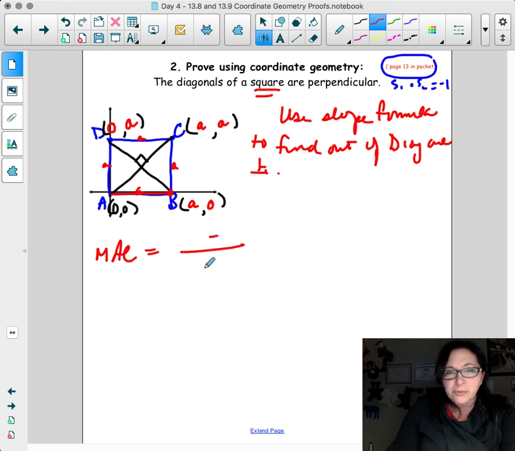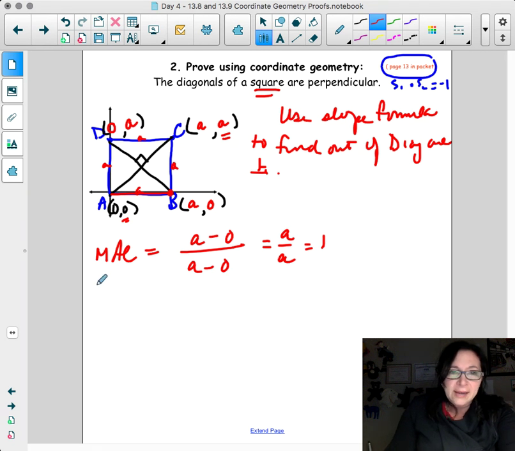So remember, to find the slopes, we're going to subtract our y's over subtract our x's. So we're going to go A minus 0, because that's a y. A minus 0 over A, my x coordinate, or excuse me, A minus 0. So A over A, which is 1. Okay. Now I'm going to find the slope of BD. So the slope of BD is going to be, let's see, I'm going to subtract my y's over subtract my x's. So subtracting my y's, I'm going to actually start with this one first.